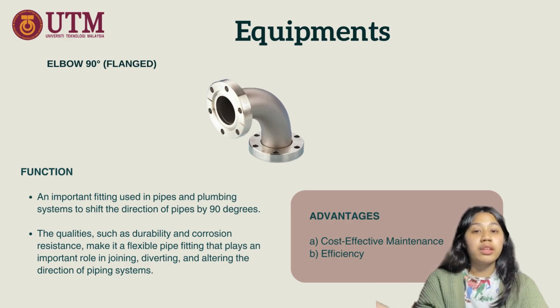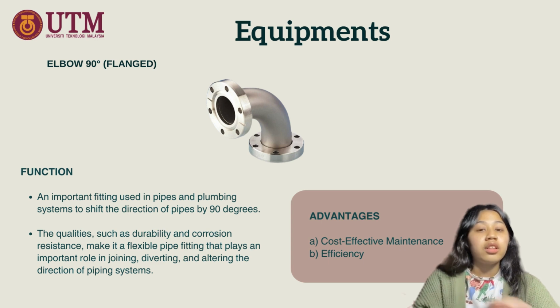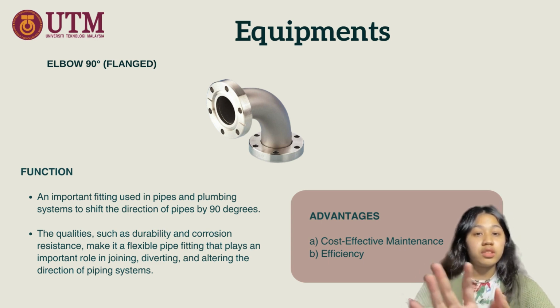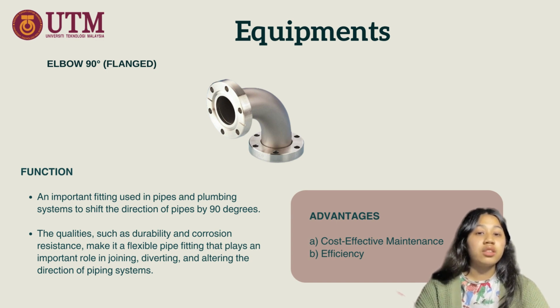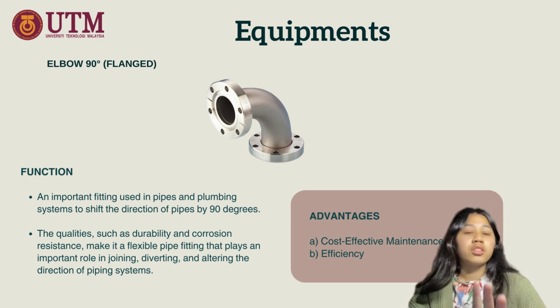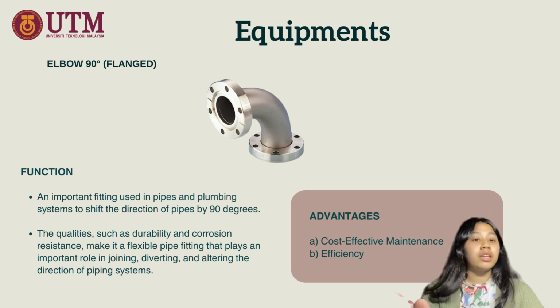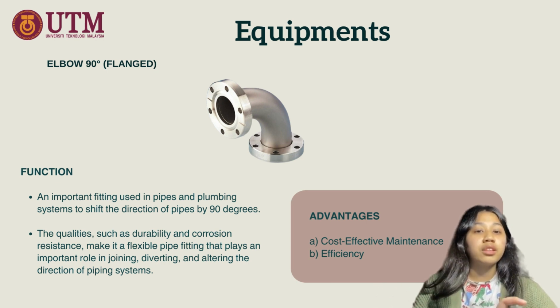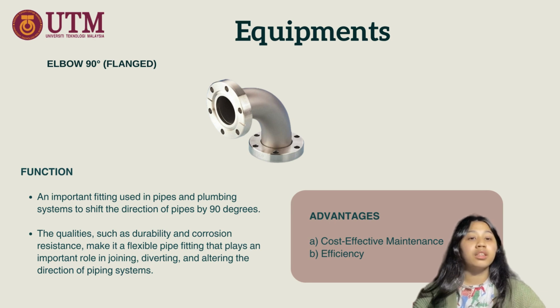Next, we use an elbow 90-degree flange. This pipe fitting is important in piping as it can shift the direction of pipes by 90 degrees. The quality, such as its corrosion resistance, is useful for joining and altering the direction of the piping system. It also has advantages. So the advantages are cost-effective maintenance. It is the process of maintenance and replacement. For example, when there is a system maintenance or replacement due to component failure, we can detach the pipe fitting without opening the whole pipe.